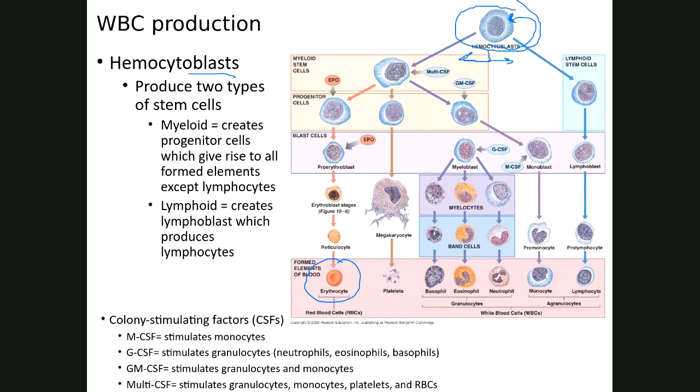So if it's going to become the myeloid cell, that is how we can still create red blood cells, we can create platelets, or we can create any of our granulocytes or our monocytes. How does it know to go this route? Well, there's a lot of factors.